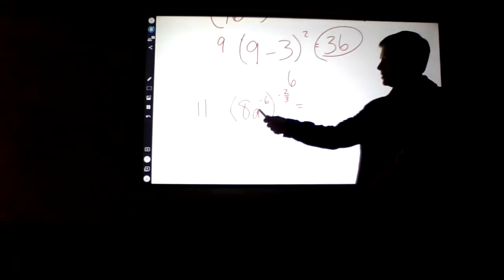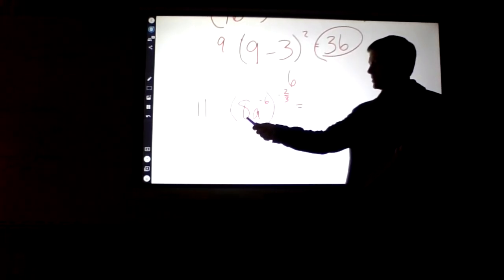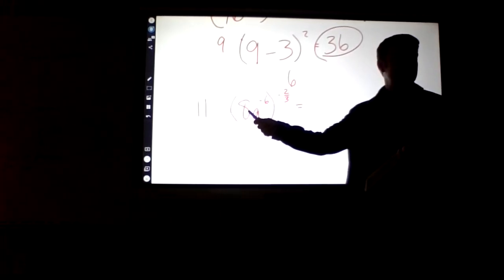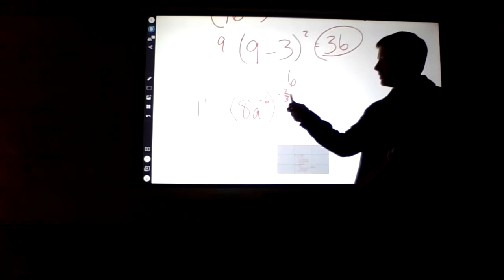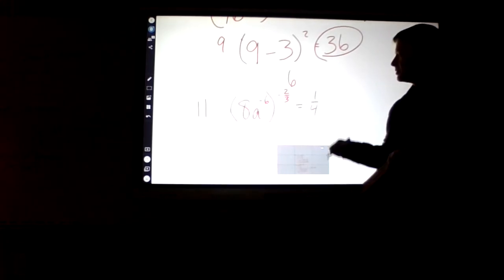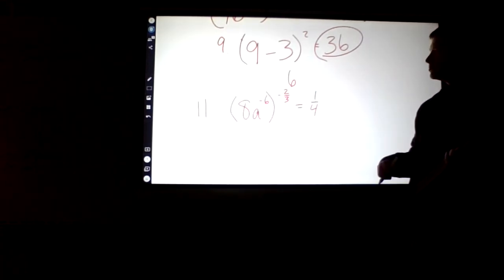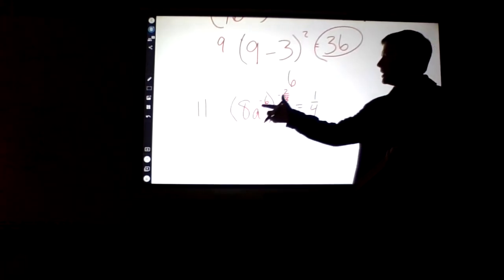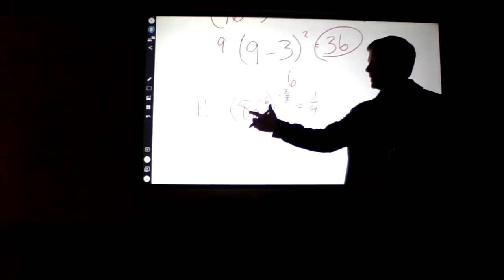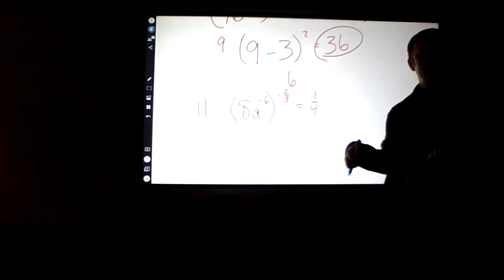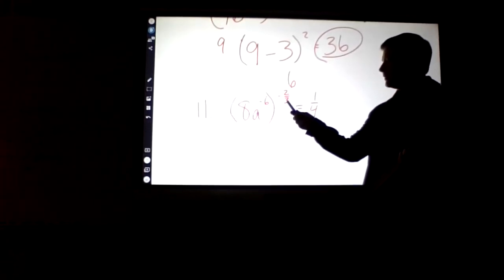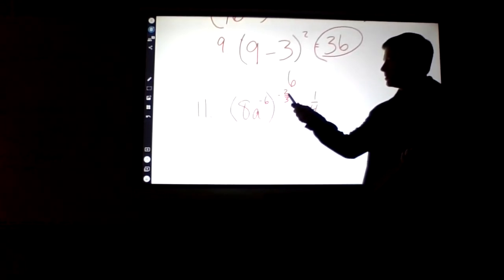So this means cube root of 8. You guys know what the cube root of 8 is? 2. 2 squared is 4. Why didn't we do the exponents first? You just did the cube root of 8, which is 2. Good job, Brady. Slow down, do it again. So cube root of 8 is 2. Squared, 4.